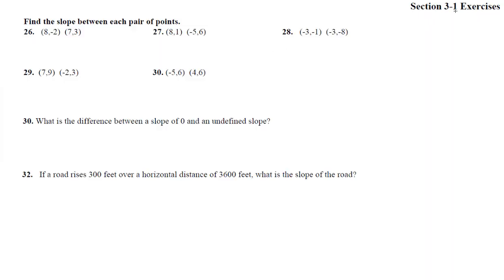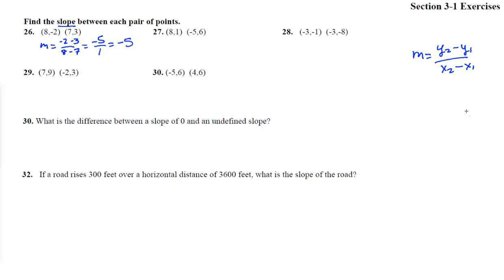Here we are in section 3.1, exercises 26 through 32, and we're dealing with slope. Now remember, the slope represented with m is y2 minus y1 over x2 minus x1. That's just the y of one point minus the y of the other over x of that one minus x of the other one. So here we're going to have negative 2 minus 3 over 8 minus 7. That is negative 5 over 1. So that's the slope of a negative 5.